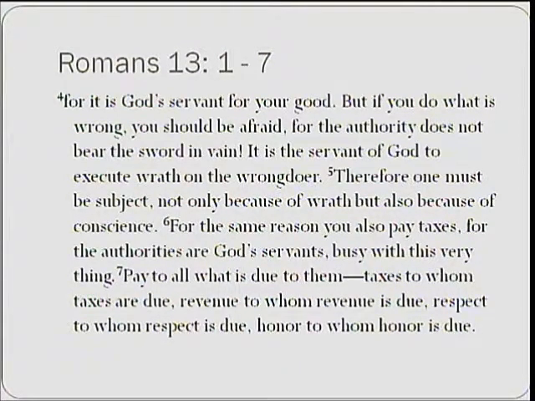But if you do what is wrong, you should be afraid, for the authority does not bear the sword in vain. It is a servant of God to execute wrath on the wrongdoer. Therefore one must be subject not only because of wrath, but also because of conscience. For the same reason you also pay taxes, for the authorities are God's servants, busy with this very thing. Pay to all what is due to them, taxes to whom taxes are due, revenue to whom revenue is due, respect to whom respect is due, honor to whom honor is due.